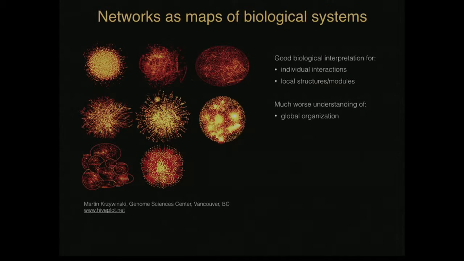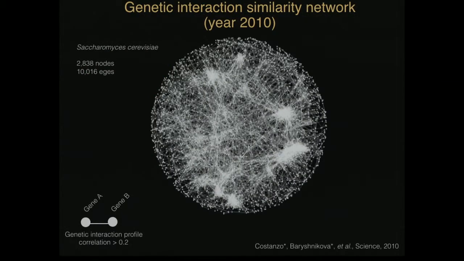And as an example for the methods that I've been developing, I'm going to use this network in particular as a test case because I'm very familiar with this network. This network is a genetic interaction similarity network that was produced about 6 years ago. On this network, every node represents a gene, and two genes are connected by an edge if their genetic interaction profiles are more similar than a chosen threshold.